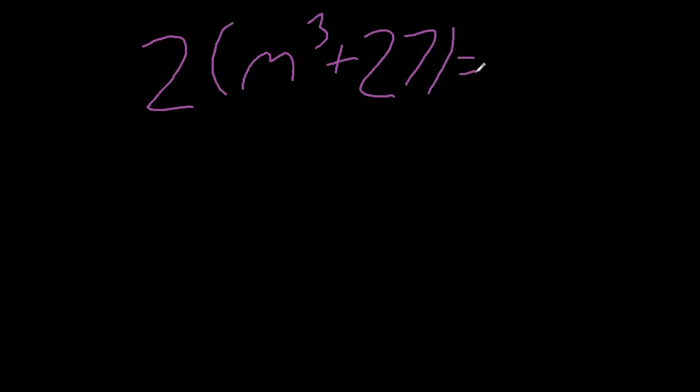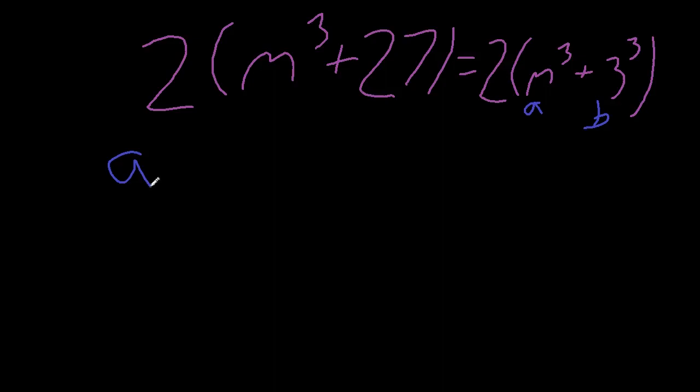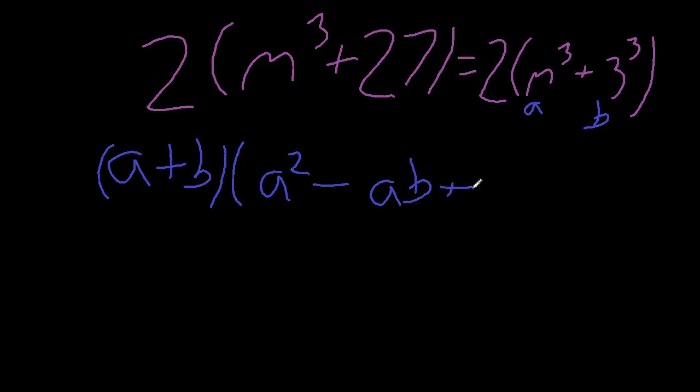Now I'm going to rewrite it. 2 times m cubed. If you remember from the list at the top, 27 is the same thing as 3 cubed. So m will be my A term, 3 will be my B term. This is going to be a sum of cubes. So I'll write down my sum of cubes equation or formula, which is a plus b, a squared minus ab plus b squared.